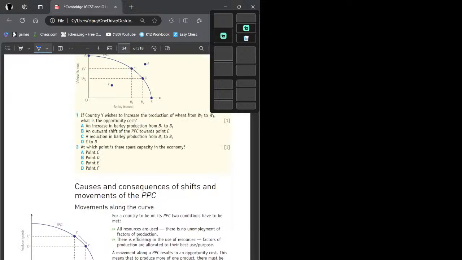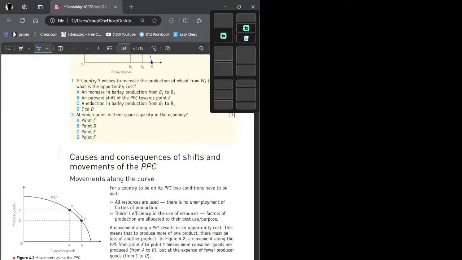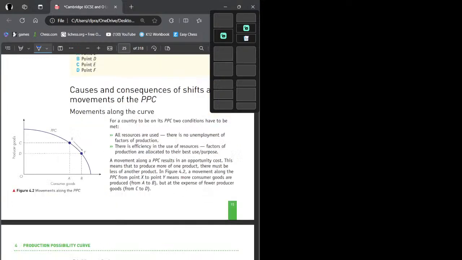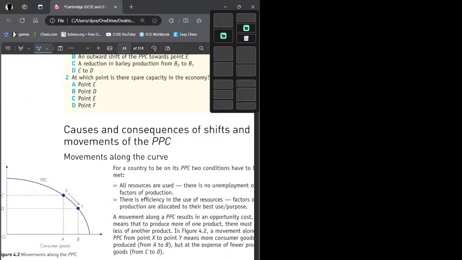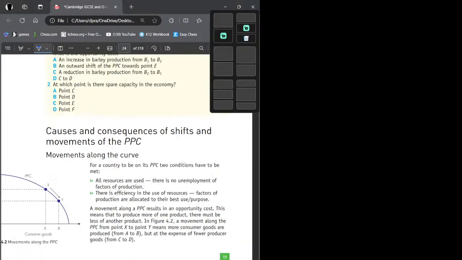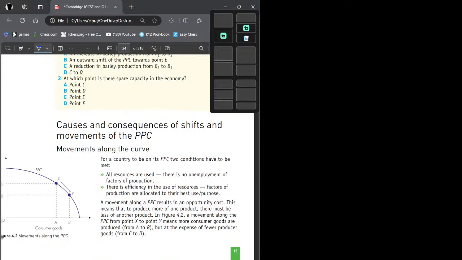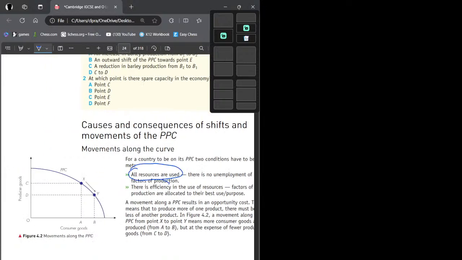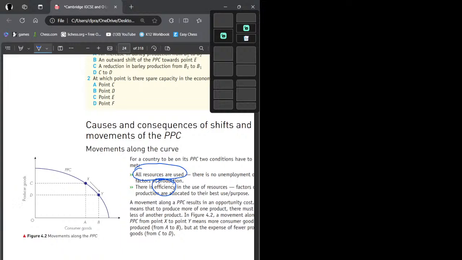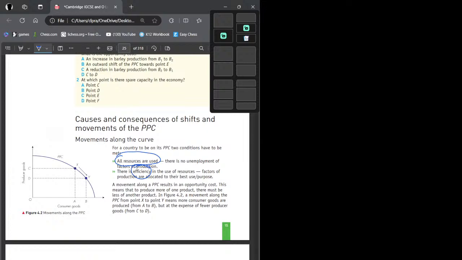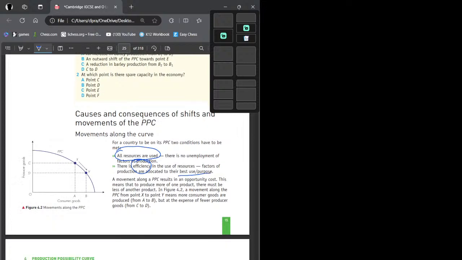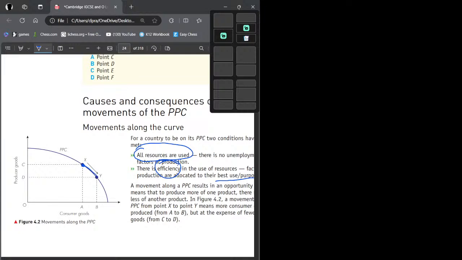Then we have movement and consequences of shifts along the PPC. So we have movement first. For a country to be on its PPC, two conditions have to be met. All resources are being used, and there's efficiency in the use of these resources. Factors of production are allocated to their best use and purpose. So a movement along the PPC is basically this. We are moving from X to Y. Similarly, this is also a movement, if we're moving from X to Z.